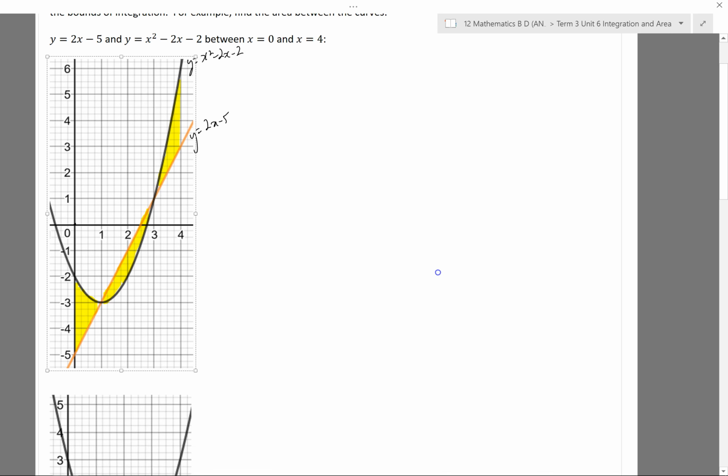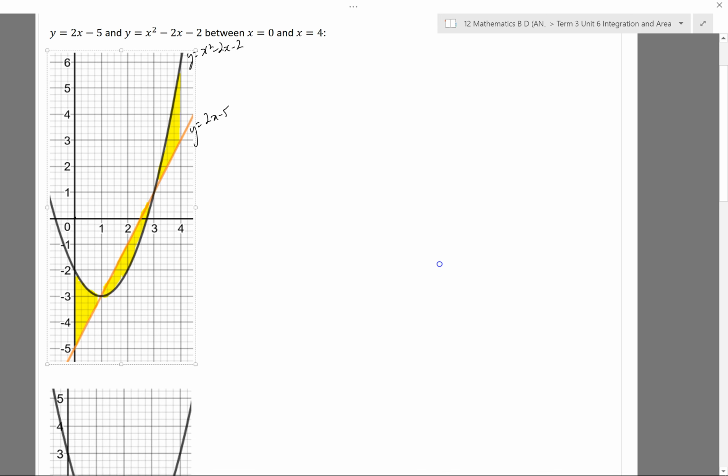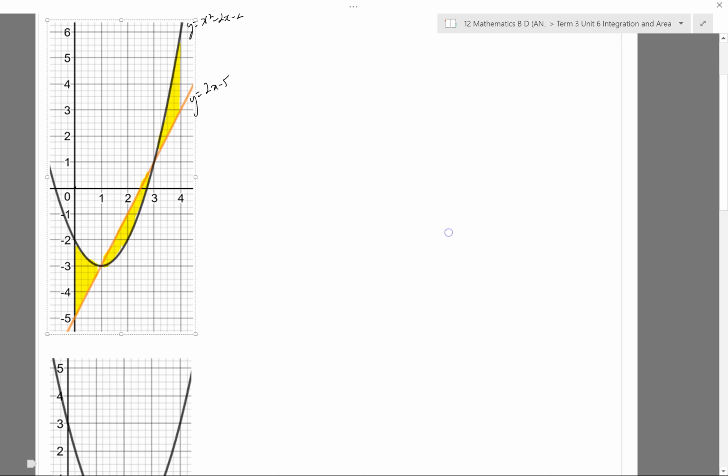When I subtract the top function, so I've got my top function as the quadratic, the x squared minus 2x minus 2, and my bottom function is the linear function with 2x minus 5. When I do this subtraction, I'll end up with x squared plus 4x plus 3.